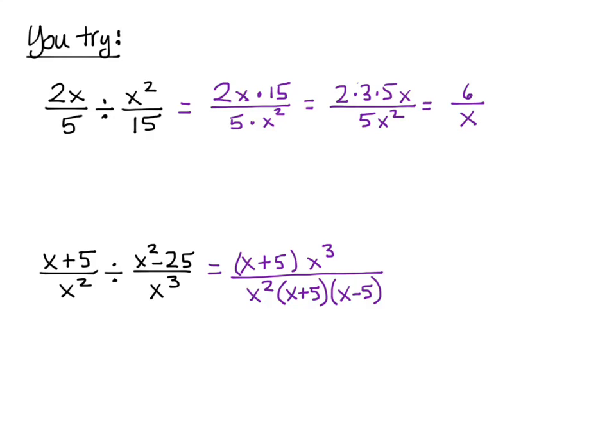And so we'll take the second one. You can see, take the reciprocal of that x squared minus 25 over x cubed. Cancel out common terms. And there's your required domain restrictions.